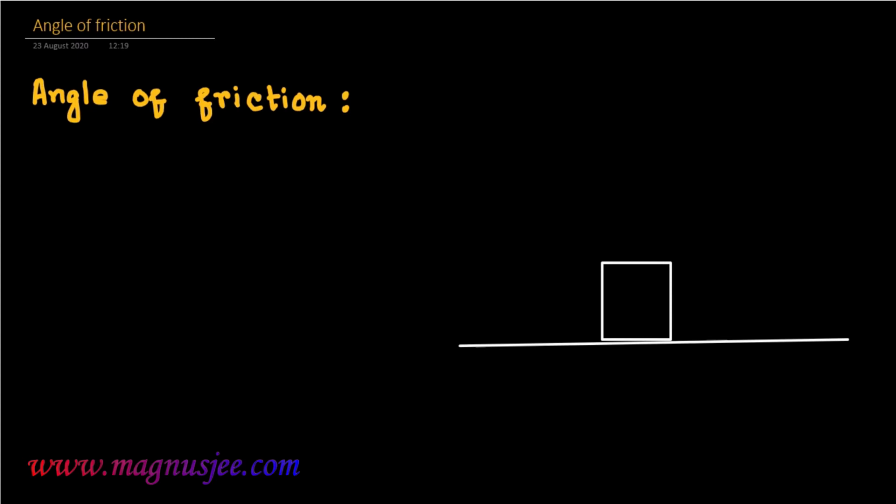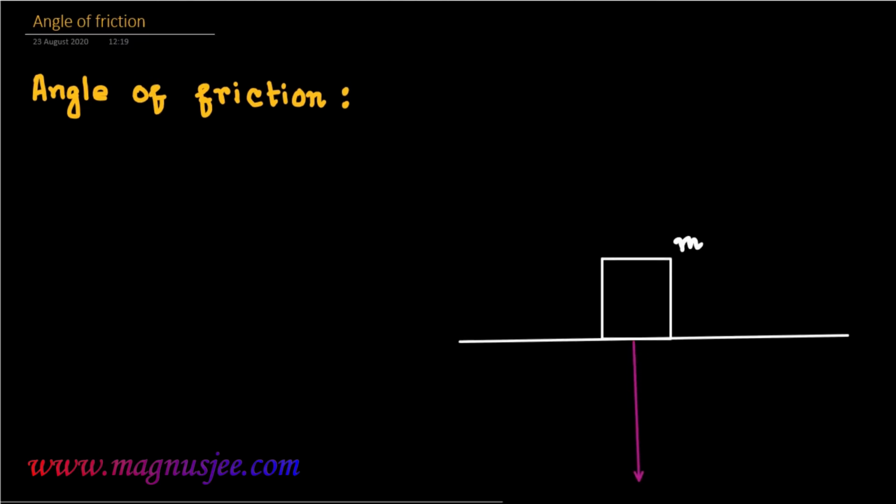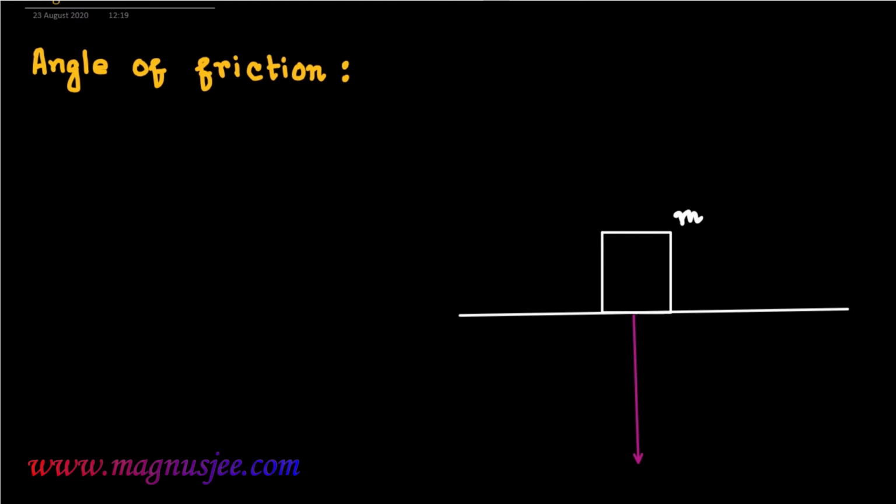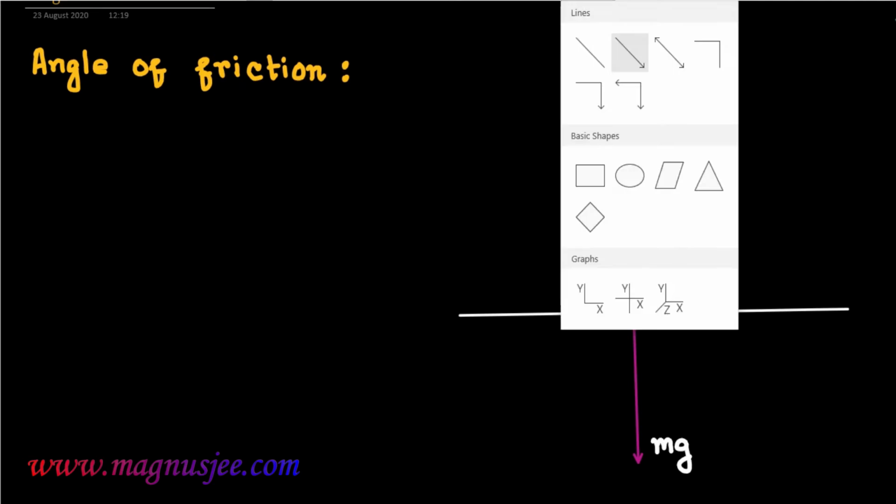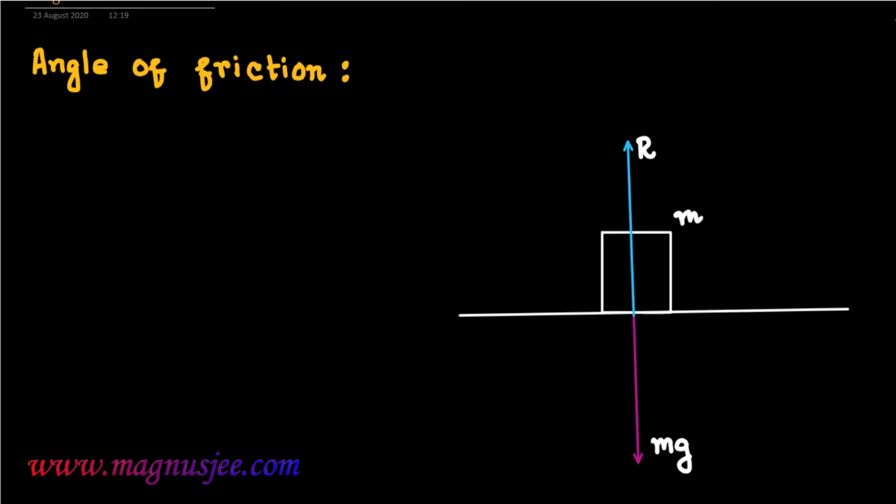In the diagram, a body is placed on the rough surface of another body. M is the mass of the body, and its weight mg will be acting vertically downwards. Here we assume that the weight is acting from the lowest point of the body, but actually the weight of the body, mg, should be acting from its center of gravity. But for convenience we assume that mg is acting from the lowest point, and R is the normal reaction, which is acting vertically upwards and opposite to the weight mg.